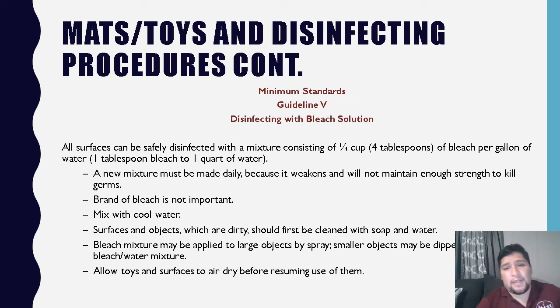Now, these are the guidelines for disinfecting. All surfaces can be safely disinfected with a mixture consisting of 1/4 cup or 4 teaspoons of bleach per gallon of water. 1 teaspoon of bleach to 1 quart of water, if you're going to be using a quart.